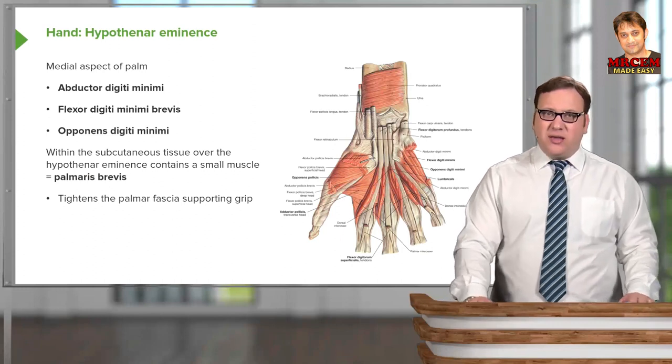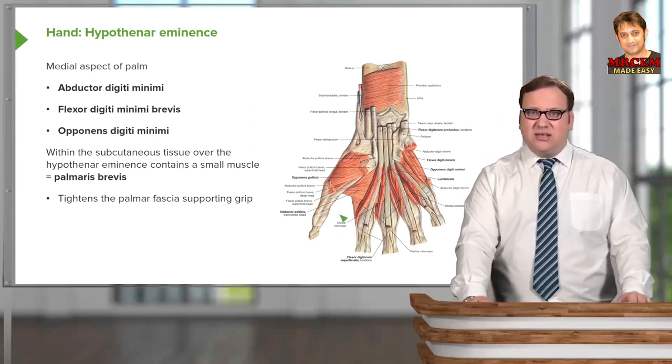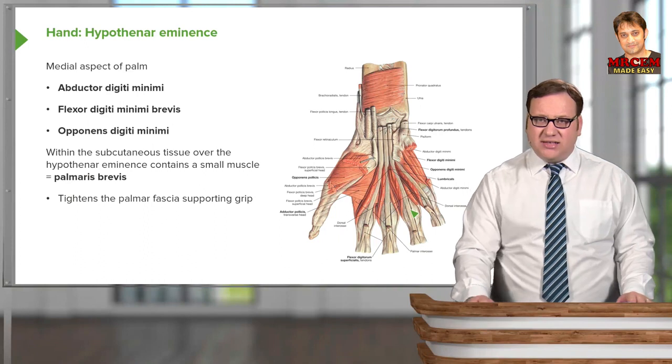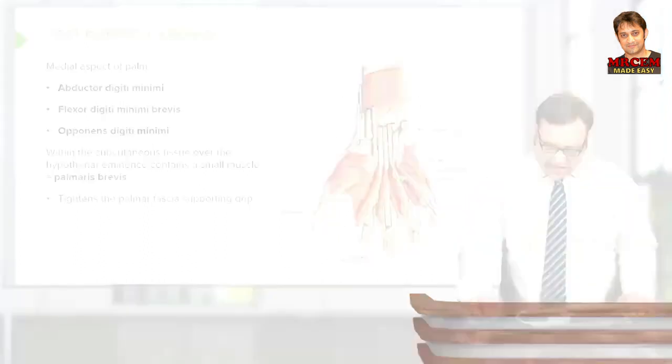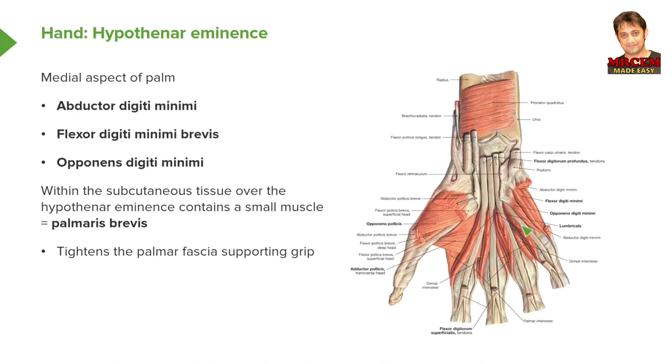Now let's move on to the hypothenar eminence. The hypothenar eminence is located on the medial aspect of the hand, and we can see we've got a collection of muscles here. Like the thenar eminence, there are going to be three muscles within the hypothenar eminence: Abductor digiti minimi, Flexor digiti minimi brevis, and Opponens digiti minimi.